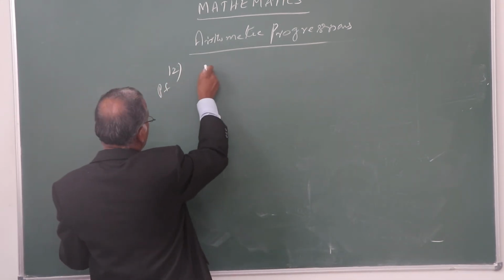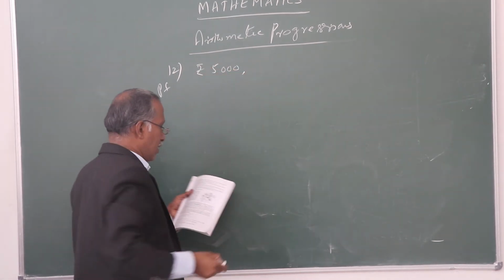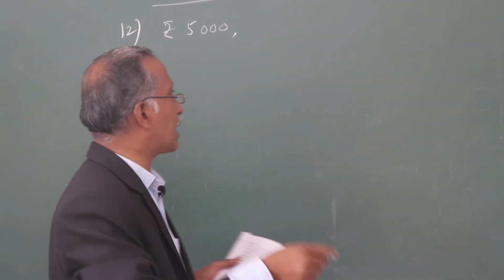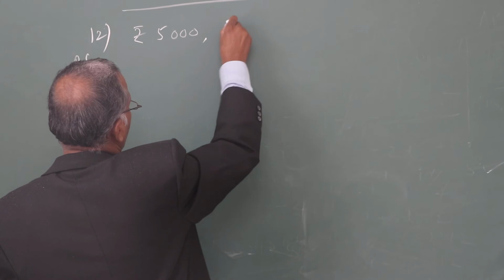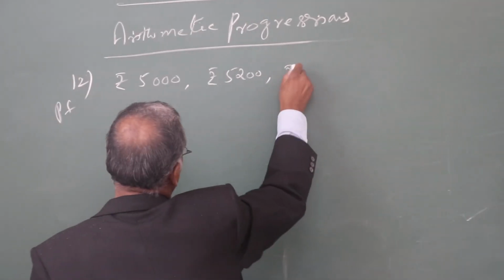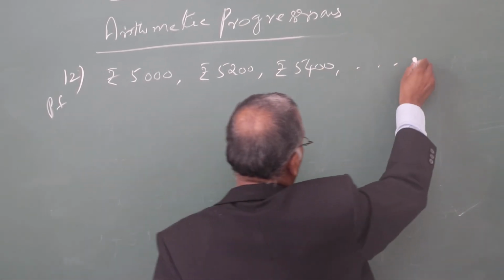First year his salary is 5,000 rupees. As you know, they have given that every year he is receiving an increment of 200 rupees. Second year his salary becomes 5,200. Again, third year 200 increment means 5,400, and so on.